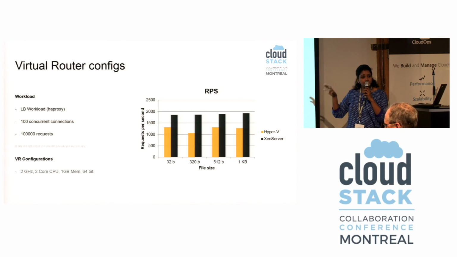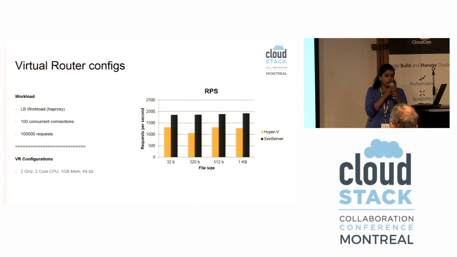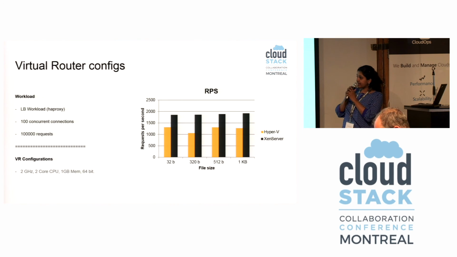So I targeted a VR which was 2 gigahertz, 2 core CPU and 1 gig RAM. And this was the amount of RPS that I got. It was roughly, for XenServer, close to 2,000 RPS.